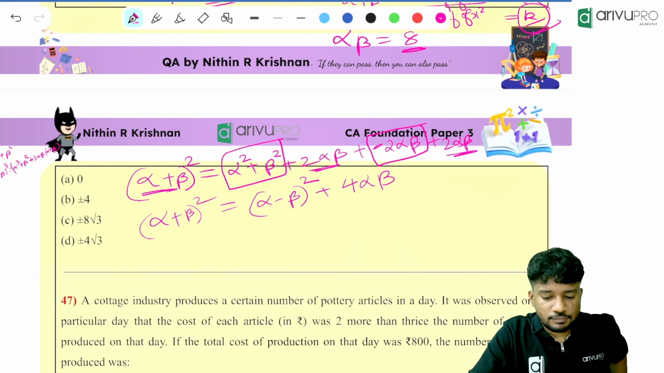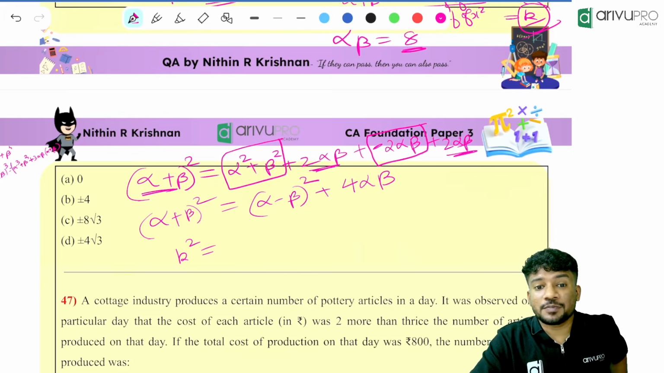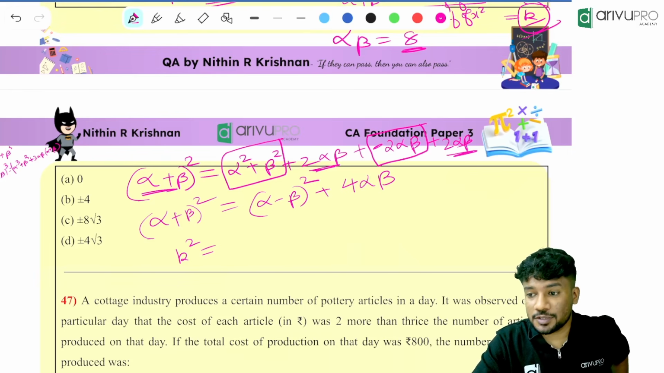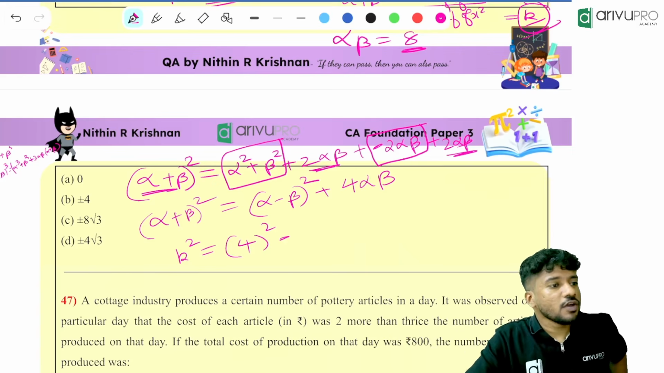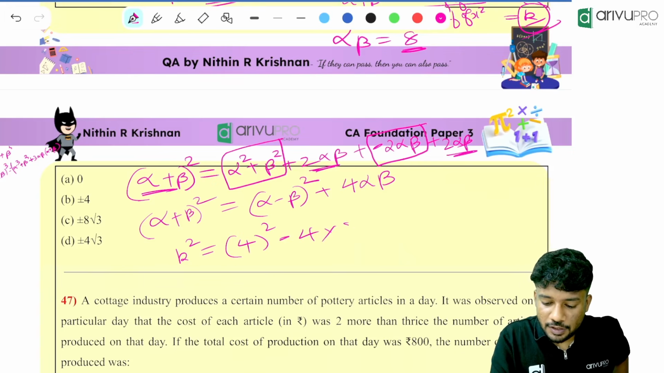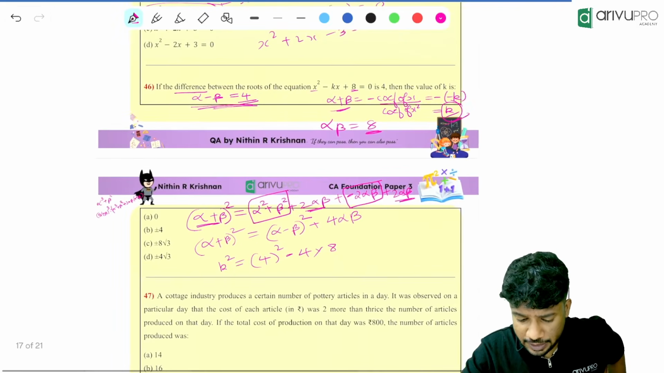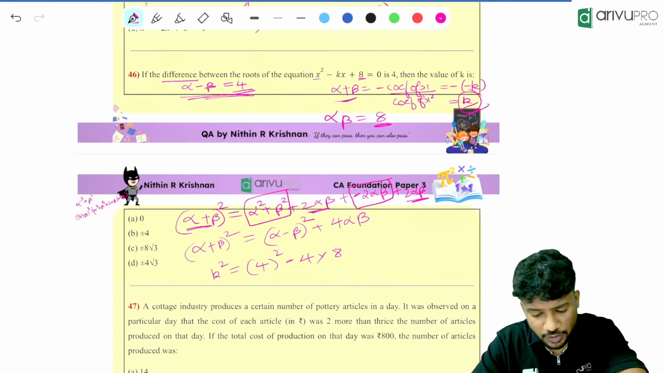Now, do you have the value of alpha plus beta? How much is it? K. K square is equal to, do you have the value of alpha minus beta in the question? Alpha minus beta is how much? 4. That means 4 square minus 4 into, do you have the value of alpha beta? How much is alpha beta? 8. Okay, till here everything is fine. Anyone is having any doubt, please tell me accordingly. I hope that everyone got this.